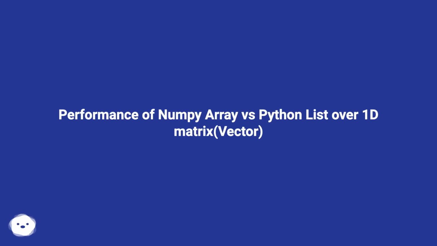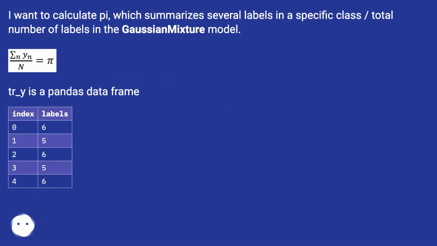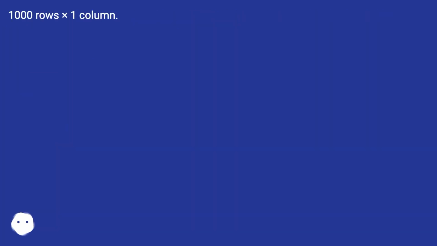Performance of Numpy Array versus Python list over a 1D matrix vector. I want to calculate pi, which summarizes several labels in a specific class, over the total number of labels in the Gaussian mixture model. tr_y is a pandas data frame, 1000 rows times 1 column.